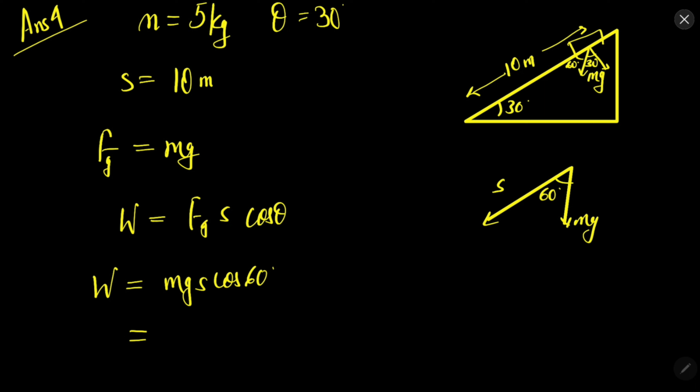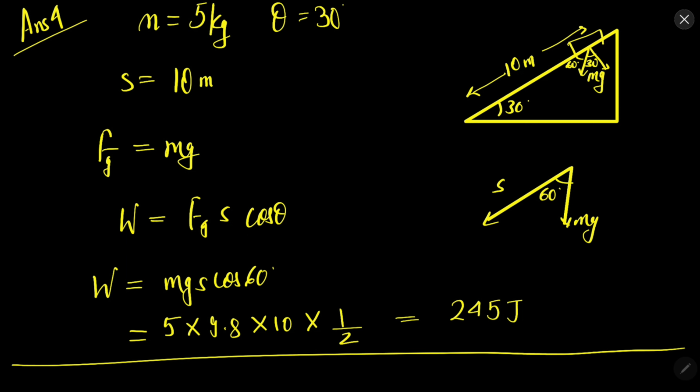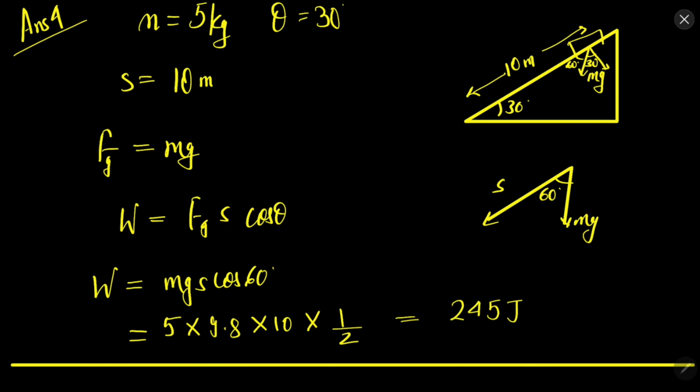Now let's put the values. Mass is 5, g is 9.8, displacement is 10, and cos 60 is 1 by 2. So after solving this, you will get 245 joules. So this will be the work done when the block is sliding down.